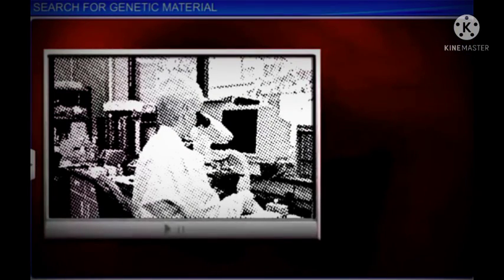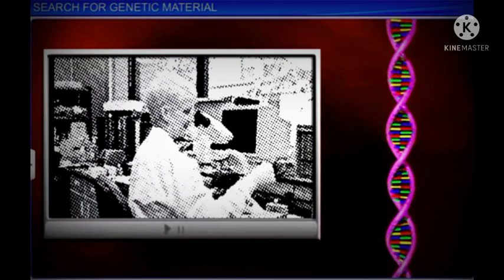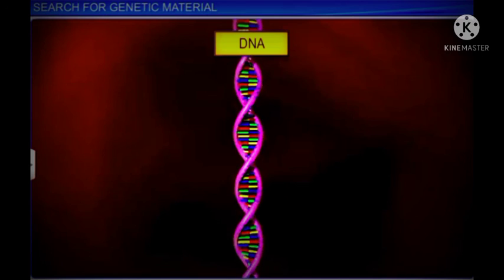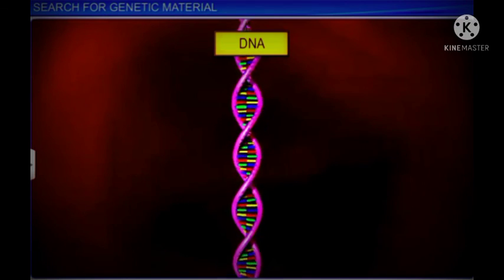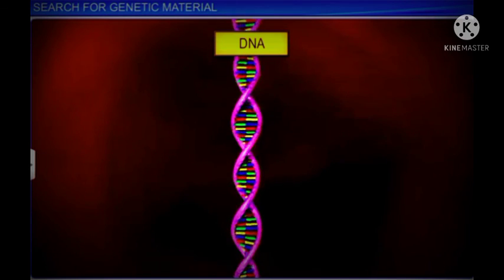Nevertheless, many biologists were still unconvinced that DNA is the hereditary material. And so the search for genetic material continued for several years and was concluded with the discovery of DNA.